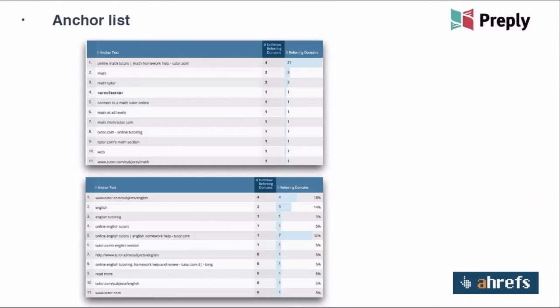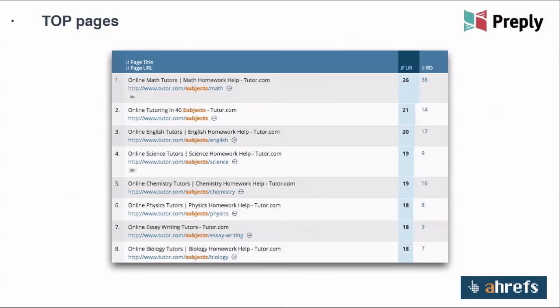Pay attention to the anchor list. Look at what text your competitors use in their backlinks. Look at what percentage of brand name and keywords are used in the anchor list. Look through the top pages that have the biggest amount of backlinks to understand which pages are mostly optimized.